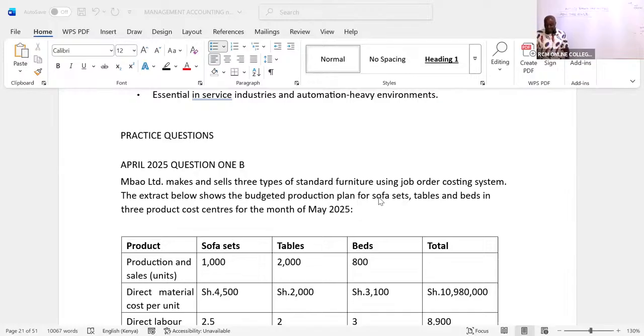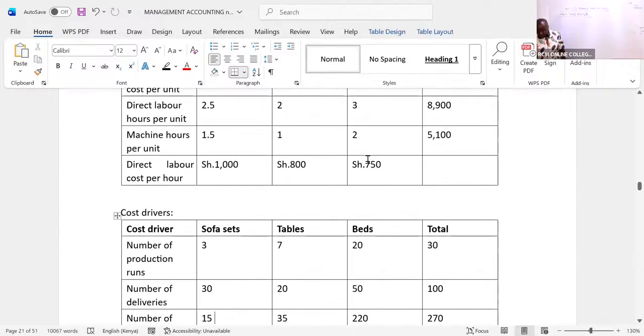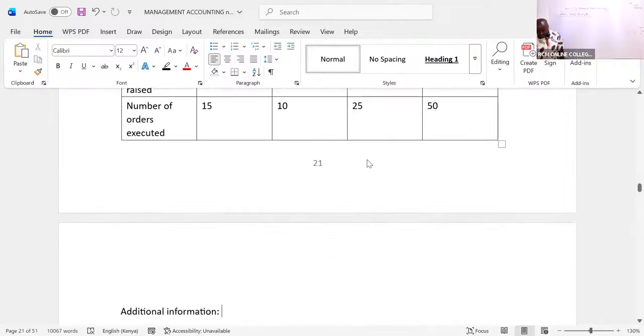And then I can see the direct material cost per unit. I can see the direct labor cost per unit. I can see great things, ladies and gentlemen. I love management accounting because it is the easiest subject. So then they have given me cost drivers. When I see the word cost drivers, I know they're going to test me on issues to do with activity-based costing.